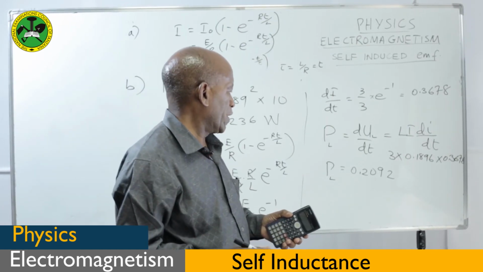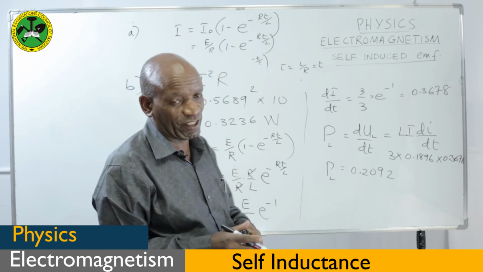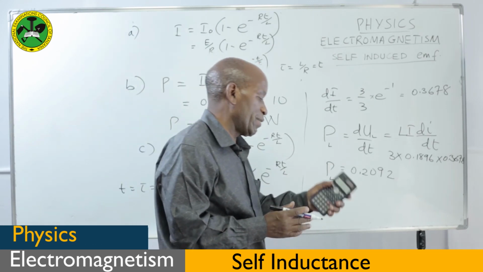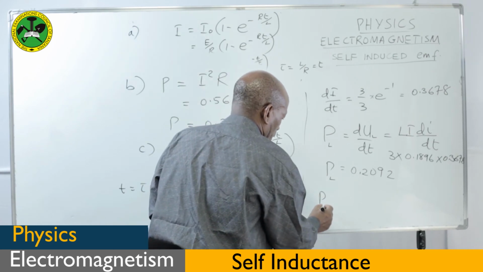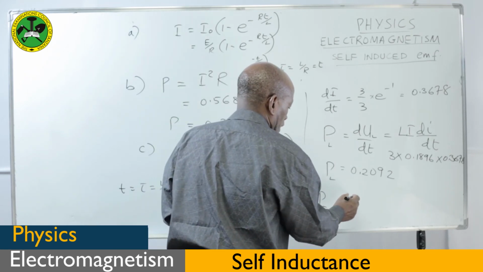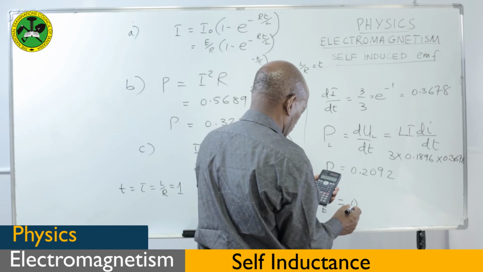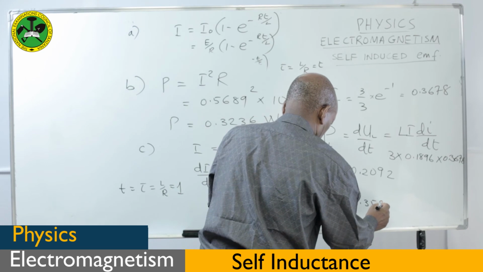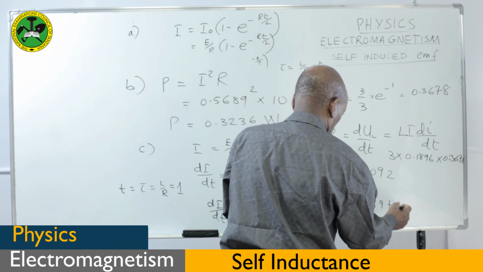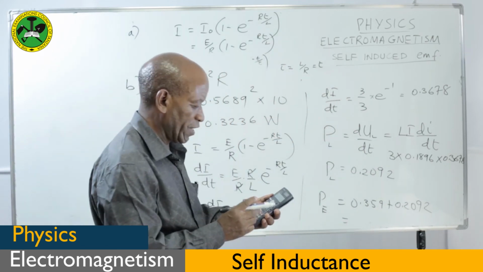Okay? So to obtain the rate at which the energy is being stored in the magnetic field, it's a sum total of this power plus the power which we had obtained earlier in part B. So by the conservation of energy, the rate at which energy is being stored in the magnetic field, which is power, will just be equal to the rate at which the energy appears as joule heat in the resistor, which is 0.3359, plus this much which we have already calculated here, which is 0.2092.